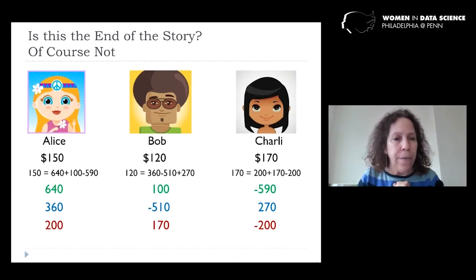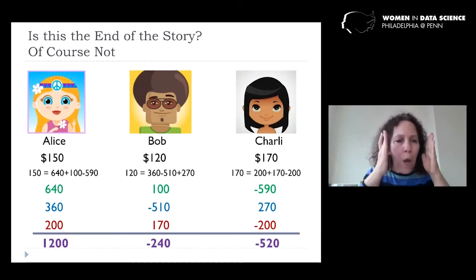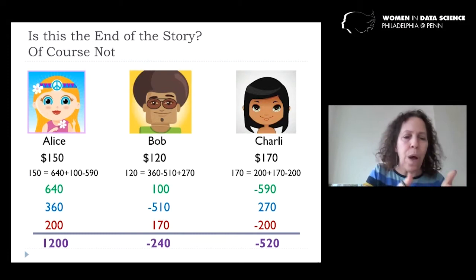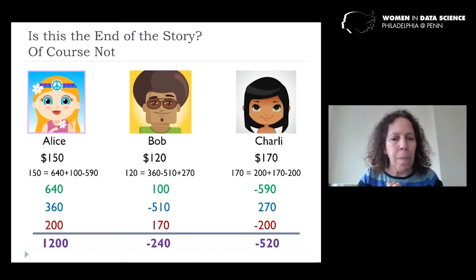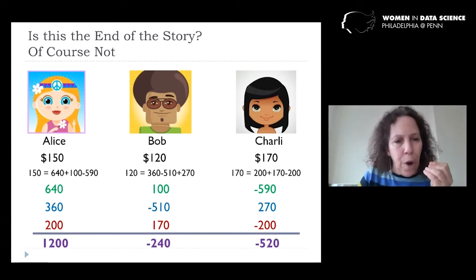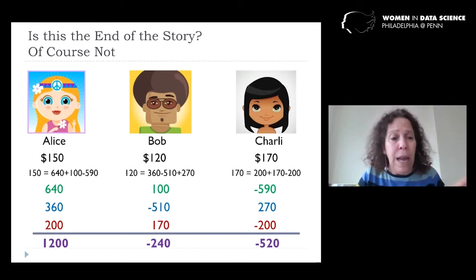And now, each one locally computes the sum of the three numbers that it has. So Alice gets 1,200, Bob gets minus 240, and Charlie gets minus 520. Okay. You should observe that these numbers are completely random. They really have no connection, not to Alice's salary, not to Bob's, and not to Charlie's, because they're just a mixing up of the numbers that were chosen by Alice.